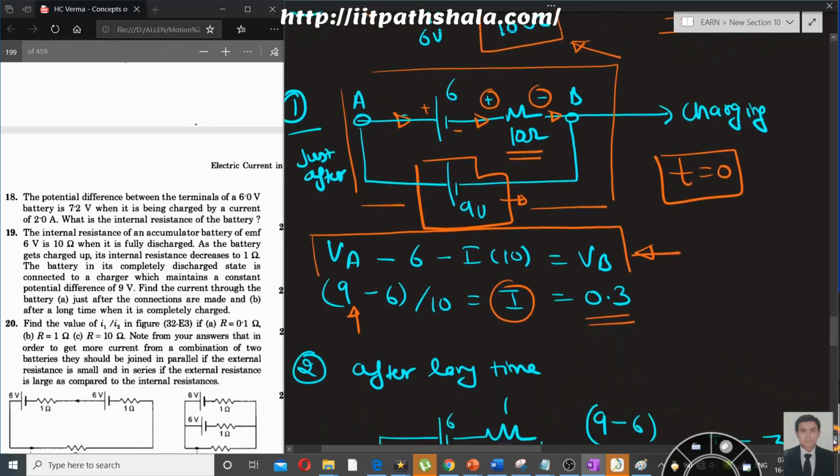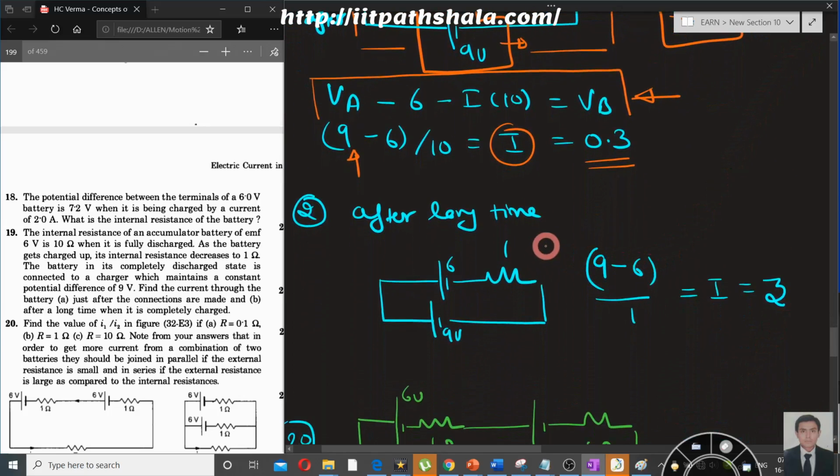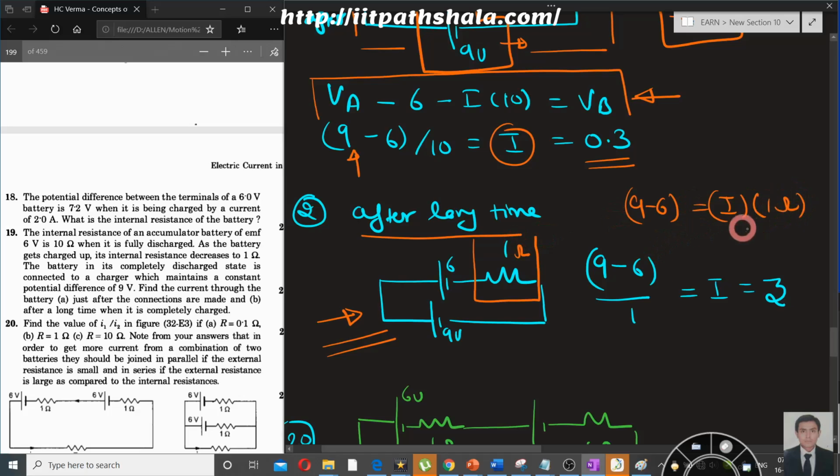Now the second question is asking for the steady state case. What is the steady state case? After a very long time, when your battery is completely charged, what will be the current? Now if your battery is completely charged, they have given you that your resistance will change from 10 ohm to 1 ohm only. Then you will be left with this circuit diagram. So your batteries, you can see in this diagram, are in parallel to each other. So 9 minus 6, and from Ohm's law, V equals IR. So you'll have V as 9 minus 6 equals I into R. What is R over here? It is 1 ohm. So you'll have I equal to 3 ampere only.